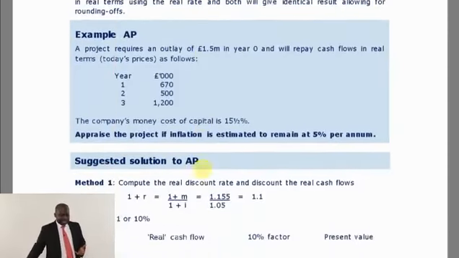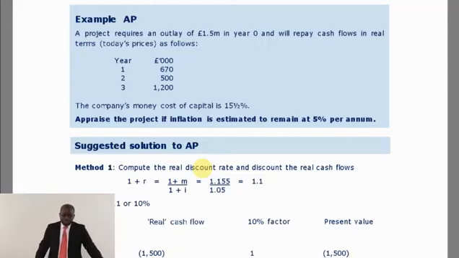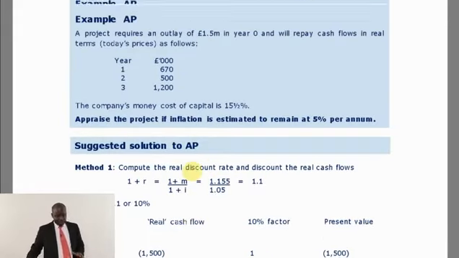Okay, let's take this simple question to illustrate. A project requires an outlay of 1.5 million in year 0 and will repay cash flows in real terms, today's prices, as follows: year 1, 2, and 3. The company's money cost of capital is 15.5%. Appraise the project if inflation is estimated to remain at 5% per annum.